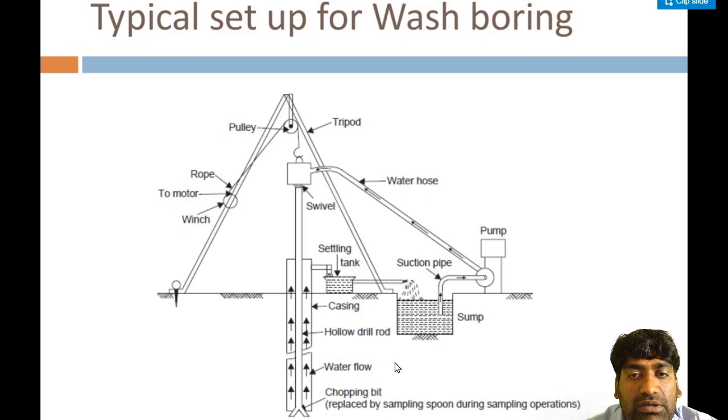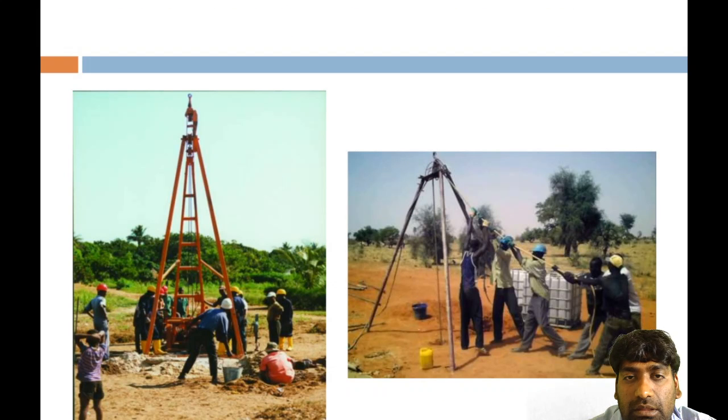Water flow, hollow drill rod, casing, settling tank, suction pipe, pump, water hose, and tripod and pulley. So this arrangement can be seen by you all. This is the field example of wash boring. It is the same as the standard penetration test arrangement.